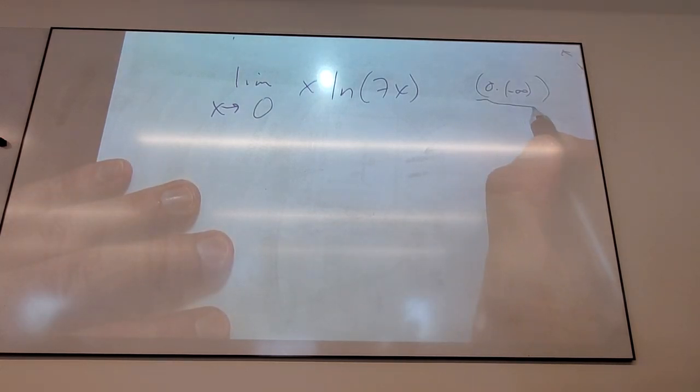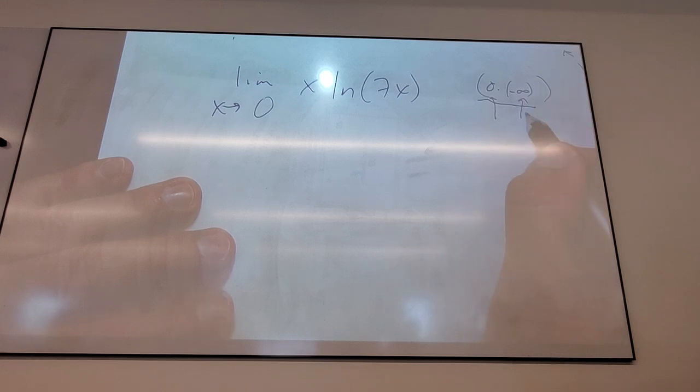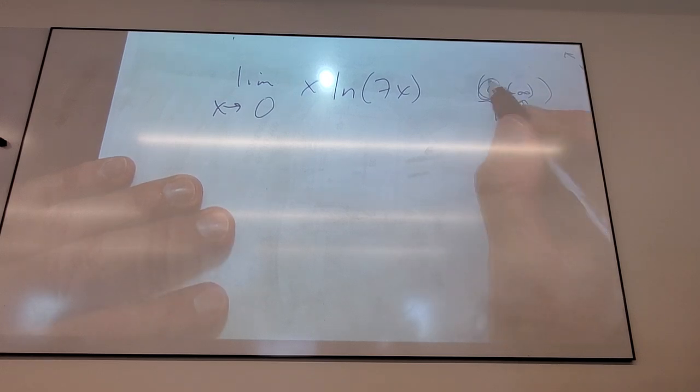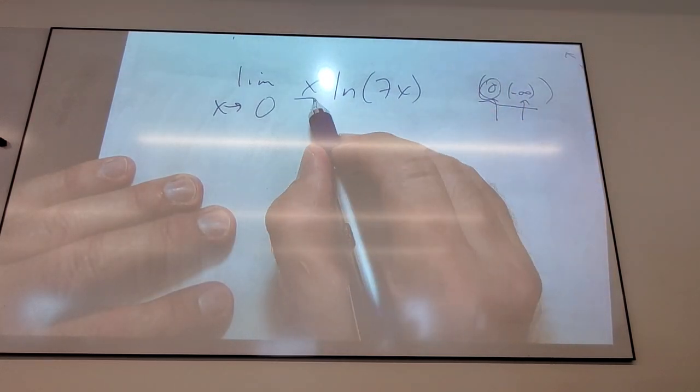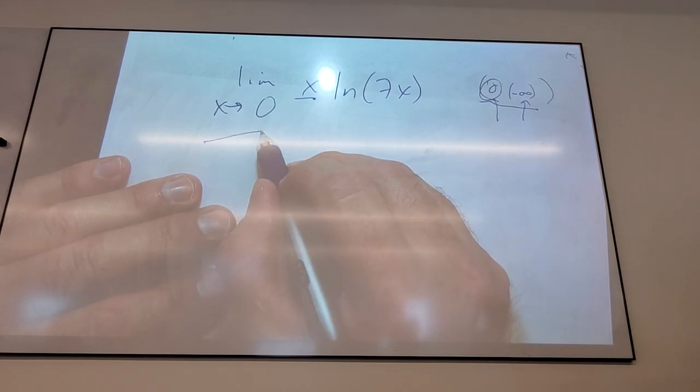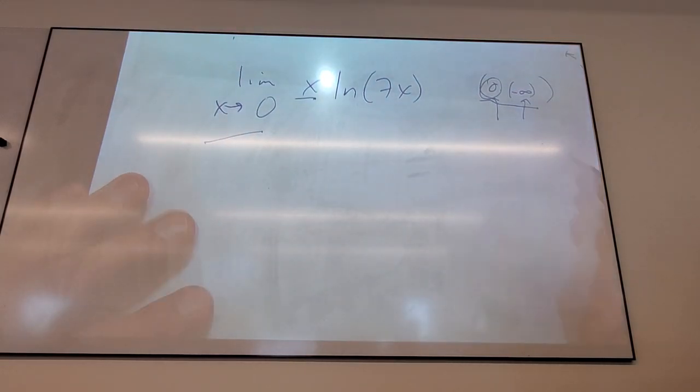Overall, this is indeterminate. Is everybody cool with that? I really want everybody cool with it. What's 0 times anything? 0. What's anything times infinity? Infinity. In fact, is this ever 0? Does this ever get to 0? No, because it's a limit. It never gets to 0. So it never is 0 times anything.